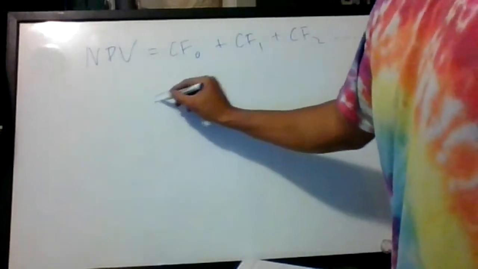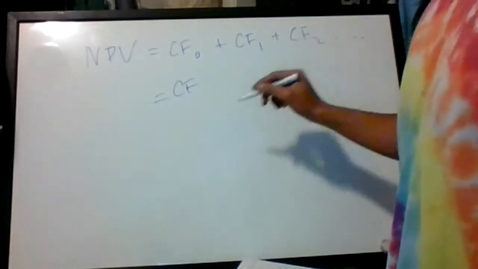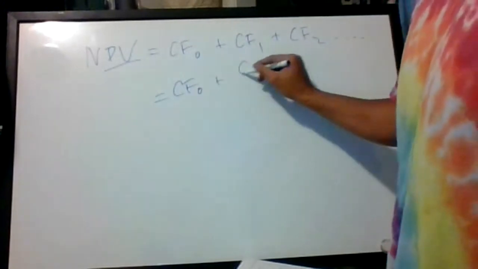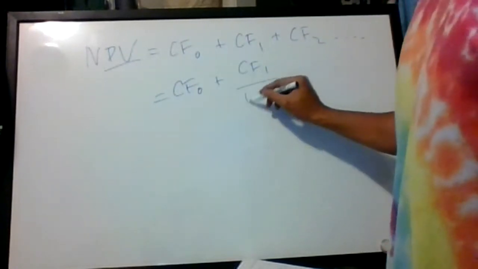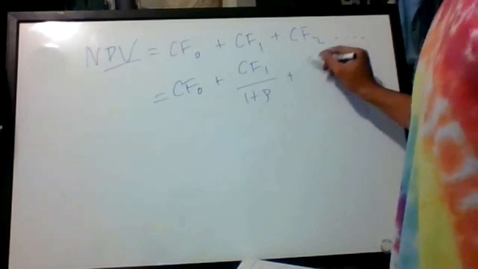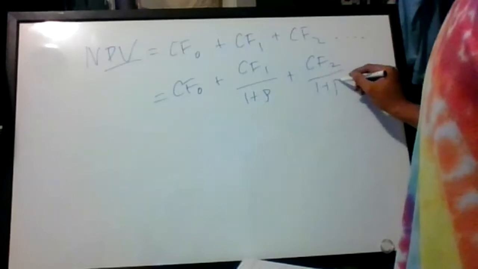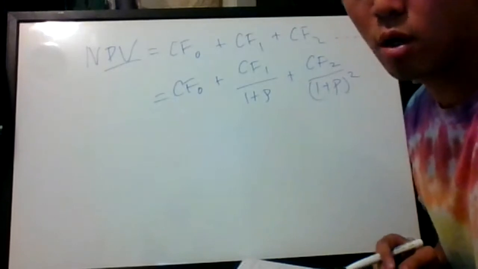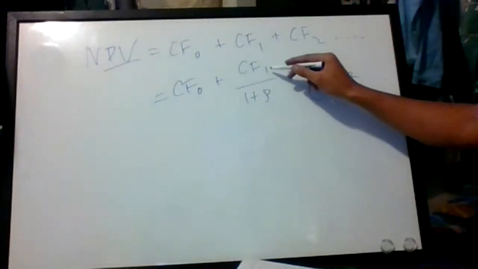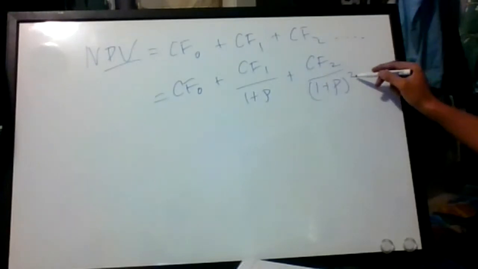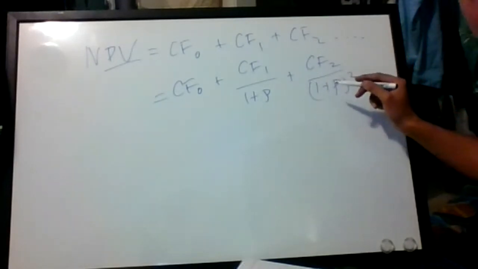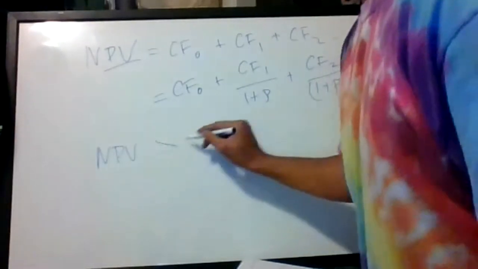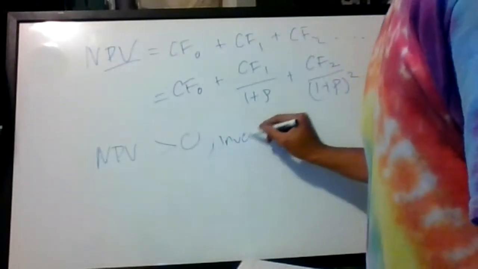But you'll see that these other cash flows, we're going to want to divide, because we're finding the present value. So this will be equal to cash flow 1 divided by 1 plus rho, plus cash flow 2 divided by 1 plus rho squared. Another cool thing about indexing this way is that the exponent is going to match up with the subscripts. And we're going to say that if the net present value is greater than 0, you invest.